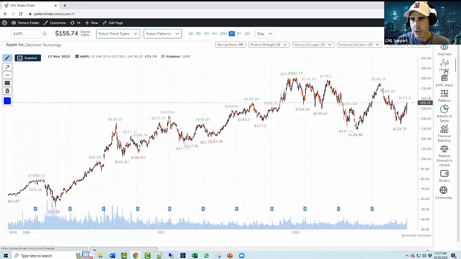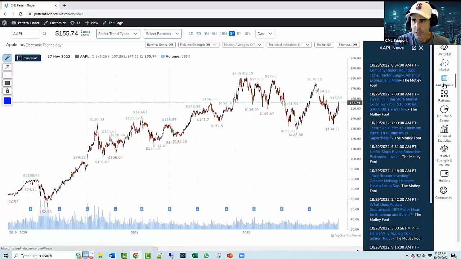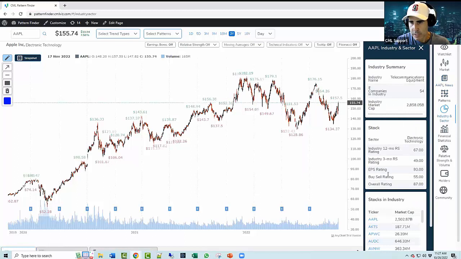These are menus. So if I wanted to see market news, I would click market news. If I want to see Apple news, I'll see Apple news. This is real time. If I want to see how Apple is within its industry, here.